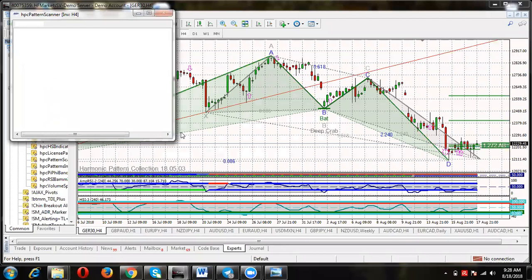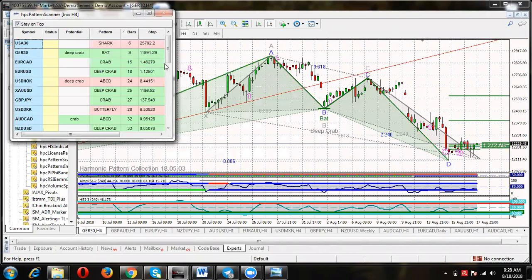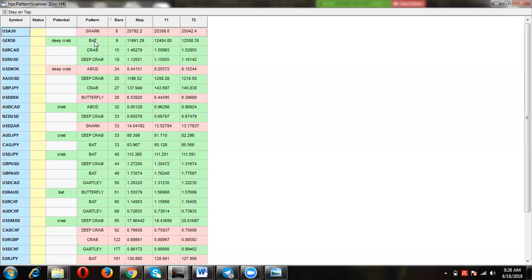Once you click on OK, all the pairs that you told the scanner to scan for will come up. Okay, so I have my US 30, German, Eurocard, and all that. This is a scan list of the available pairs. The symbol is the pair. The status tells you the market is on or not, and whether it's a confirmed or pending pattern. You're going to see a P or a C. Then the potential is what is about to form, very close.